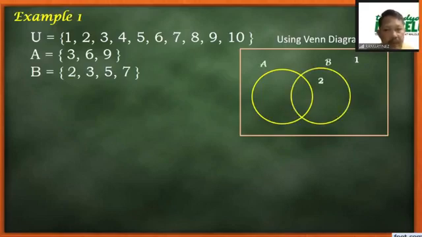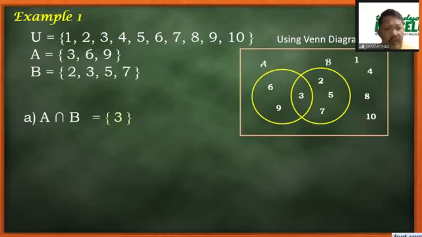So in event A, let us put 2 on event B, because the element here is part of event B. And then let us put 3 on event A. And then 4 is placed in the universal set. Then 5 is placed in event B. 6 placed in event A. 7 placed in event B. Then 8 placed in the universal set. And then 9 placed in event A, and 10 is placed in the universal set.